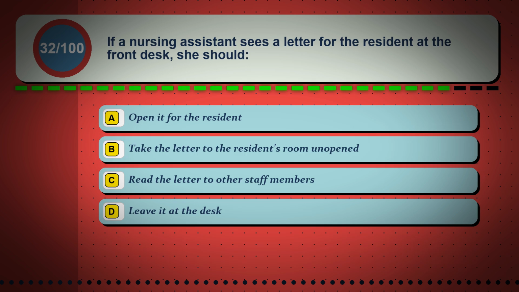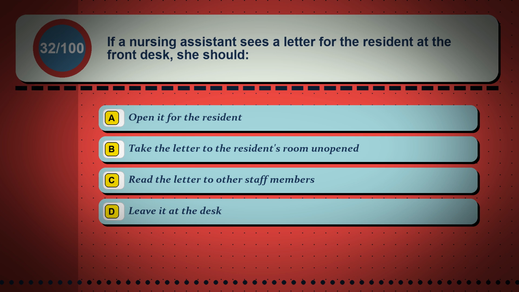Question 32. If a nursing assistant sees a letter for the resident at the front desk, she should: Option A, open it for the resident. Option B, take the letter to the resident's room unopened. Option C, read the letter to other staff members. Option D, leave it at the desk.